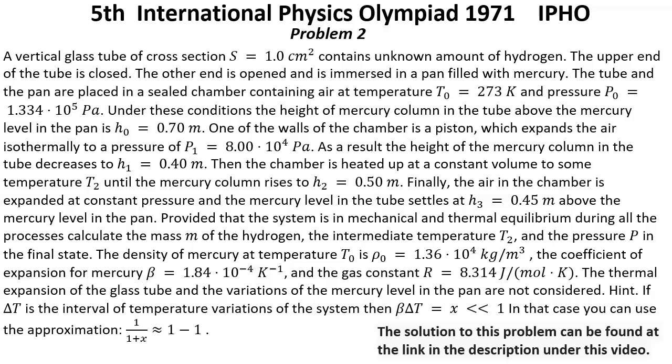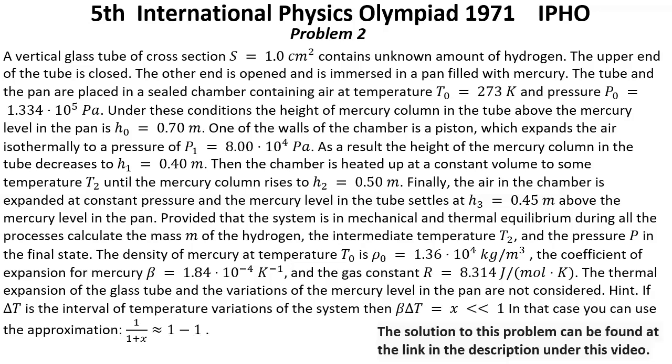Then the chamber is heated up at a constant volume to some temperature T2 until the mercury column rises to H2 equal 0.50 meters. Finally, the air in the chamber is expanded at a constant pressure and the mercury level in the tube settles at H3 equal 0.45 meters above the mercury level in the pan.